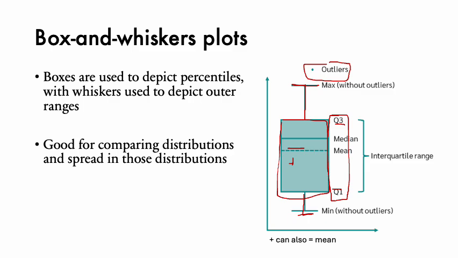Box and whiskers plots are also really good for comparing different distributions, and we can kind of see how spread out data are fairly easily from this box and whiskers. If we've got a very small box, that means the data is not very spread out. If we've got a much longer box, that would mean that the data is very spread out.